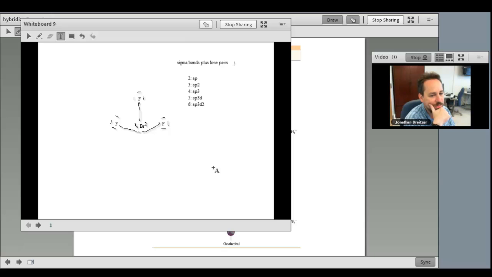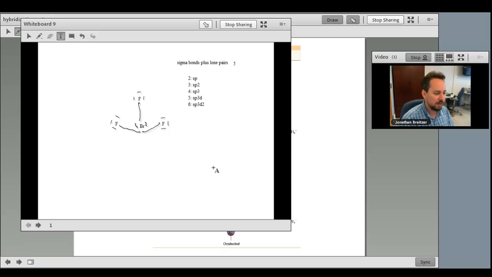What if it's only 1? Well, the only thing that does that is hydrogen, and we don't worry about hybridization on hydrogen. Hydrogen doesn't hybridize, it's just s. Okay? So bromine is an expanded octet. It has 5 sigma bonds plus lone pairs, so this is going to be sp3d.